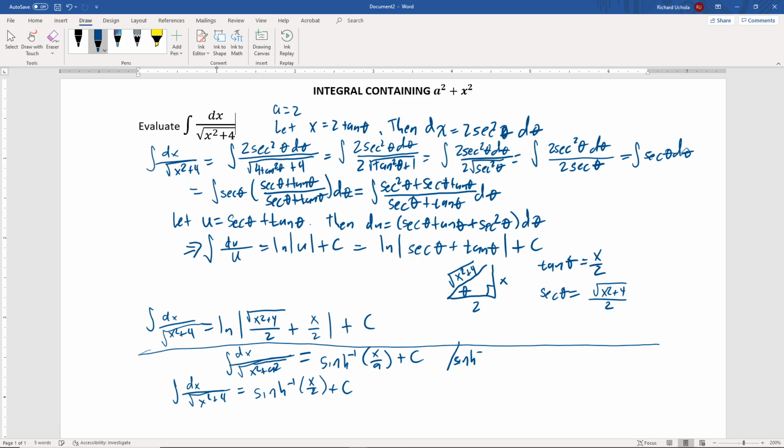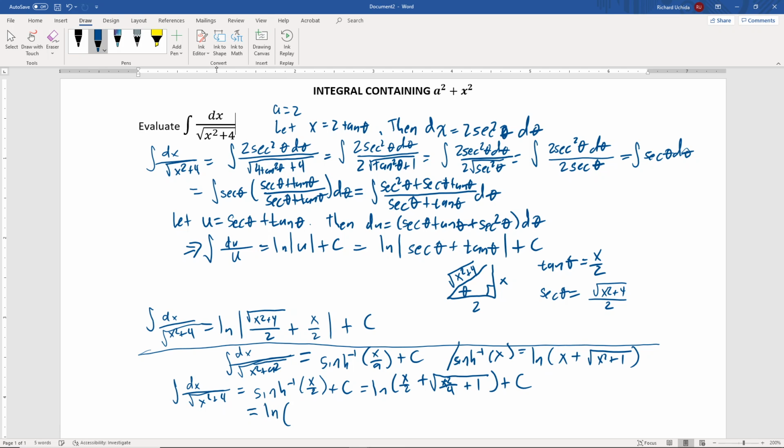inverse of the hyperbolic sine function of x is equal to the natural log of x plus the square root of x squared plus 1. So this tells us that the inverse of the hyperbolic sine function of x over 2 is equal to the natural log of x over 2 plus the square root of, instead of x squared, that would be x squared over 2 squared, so x squared over 4 plus 1, plus c.